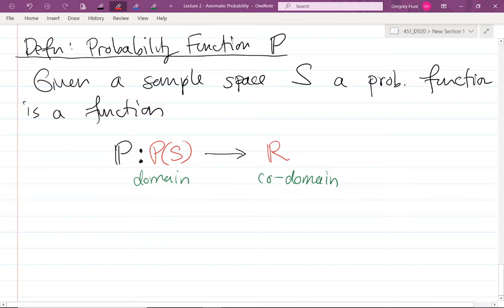If you talk to physicists, they often work in complex numbers, and that's a whole other field that applied statisticians tend not to work in. But this is a good enough definition to be going on for this course.